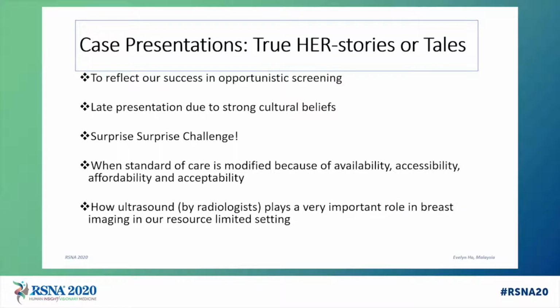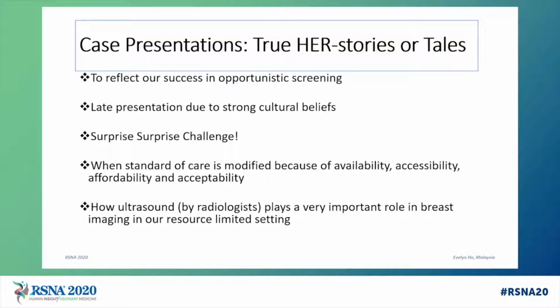My true tales or case presentations reflect our success in opportunistic screening and our challenges. Despite being a middle-income country or an emerging developing economy as classified by the IMF and World Bank, resources are limited. Therefore, in these stories, you may find elements where the ideal standard of care is modified for reasons of availability, accessibility, cost, personal preferences, acceptability, and most times without impacting overall survival.